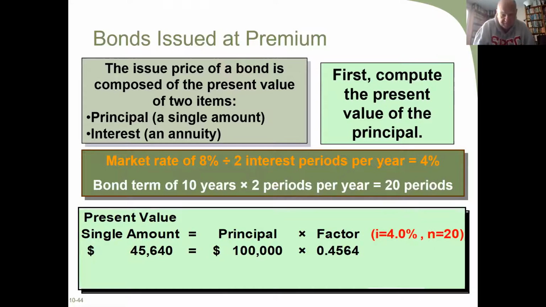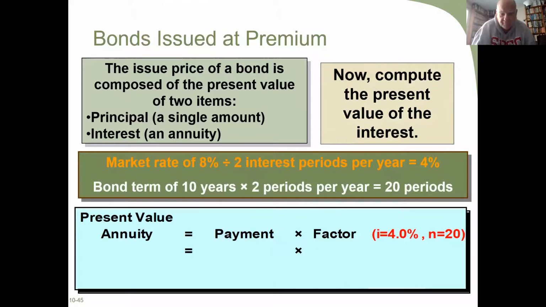45,640. That means we need $45,640 in the bank today if we want it to grow to 100,000 in the future. And we have the same annuity of 5,000. Remember, Suda, the only thing you do with the coupon rate is come up with this payment, right? You never go to the tables with the coupon rate.